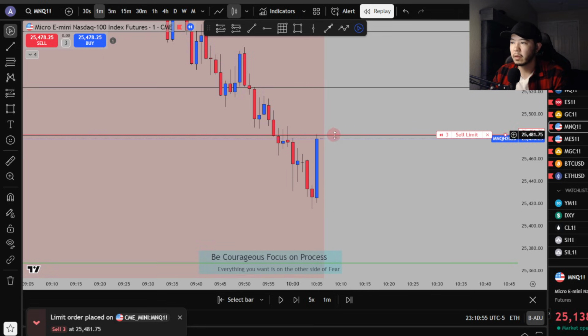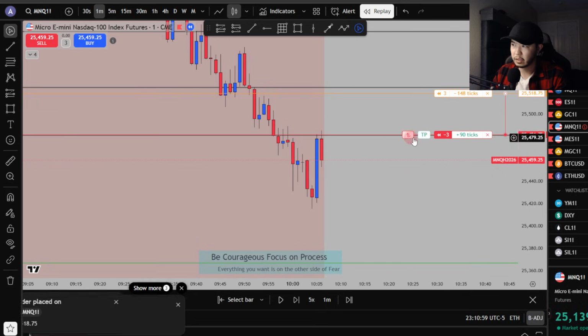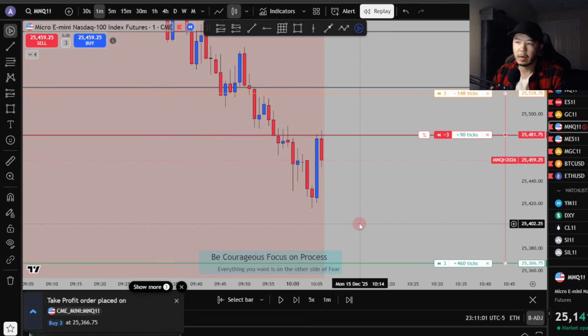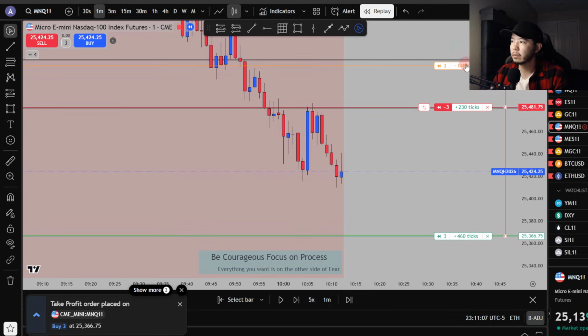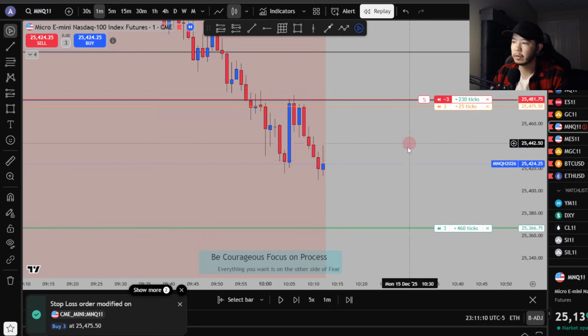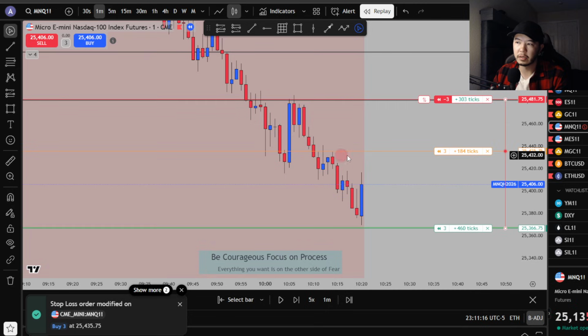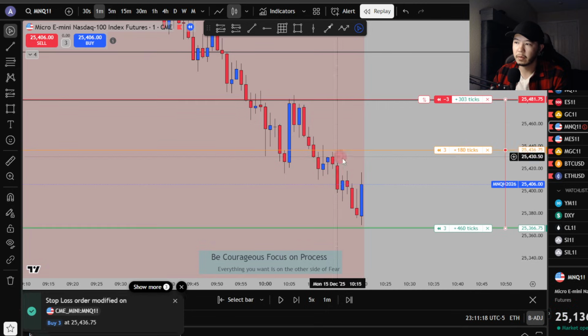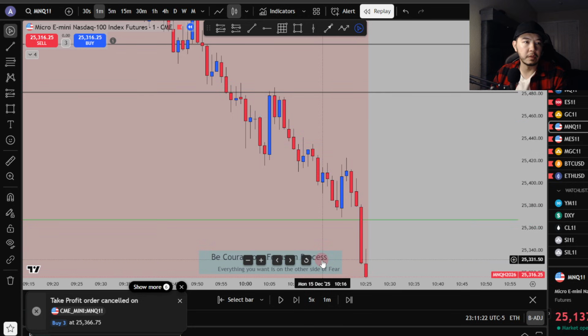Once I'm in the order, I put my stop loss in the most recent swing high. It's one way you can do it. And once you're this low, you just move your stop loss to break even. Once you're this low, move your stop loss to this most recent swing high. And there it is, you're done.